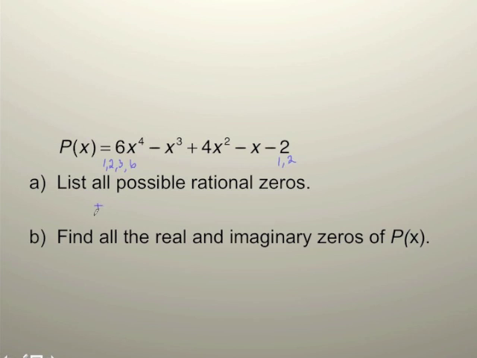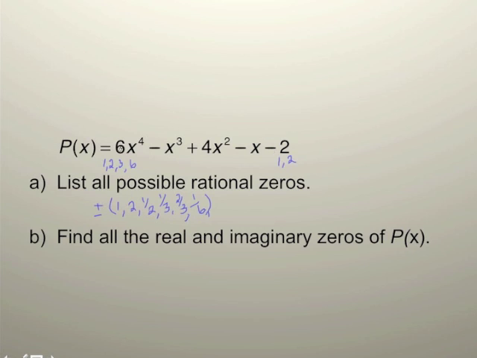So listing all the possibles, plus or minus, I'm taking these into these: 1 divided by 1 and 2 divided by 1. Now I'm dividing by 2: 1 divided by 2 and 2 divided by 2 is 1. Divide by 3: 1 divided by 3 and 2 divided by 3. Now divide by 6: 1 divided by 6 and 2 divided by 6 is 1/3. So this is my list of rational zeros to try.